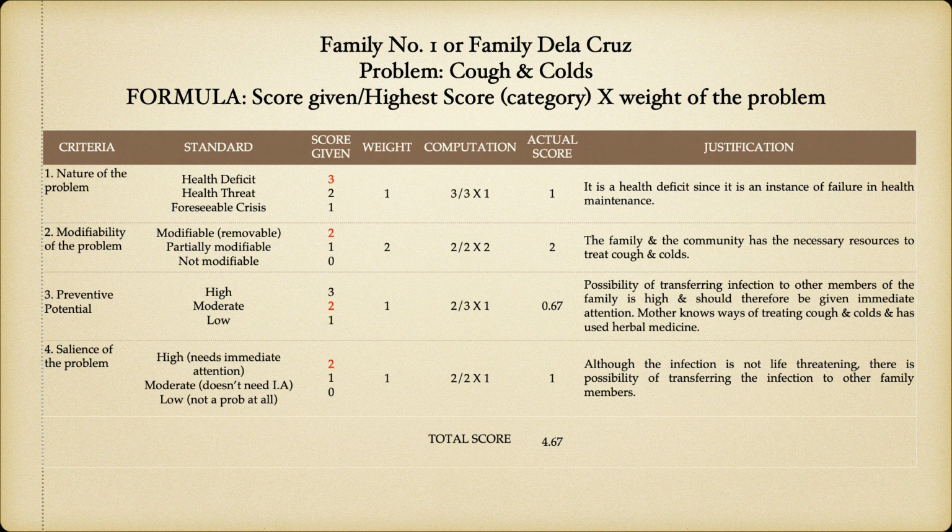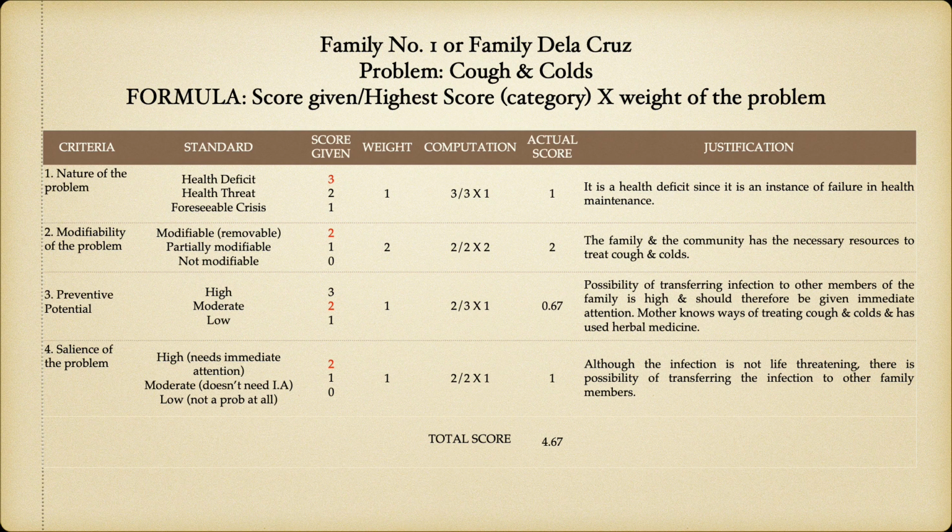So, therefore, we have there the score given, 2, over the highest score, that is 2, times the weight in that category, which is 1. So, the actual score is 1. And the justification for that: although the infection is not life-threatening, there is possibility of transferring the infection to other family members. And right after that, we are to get the sum total of all the scores.